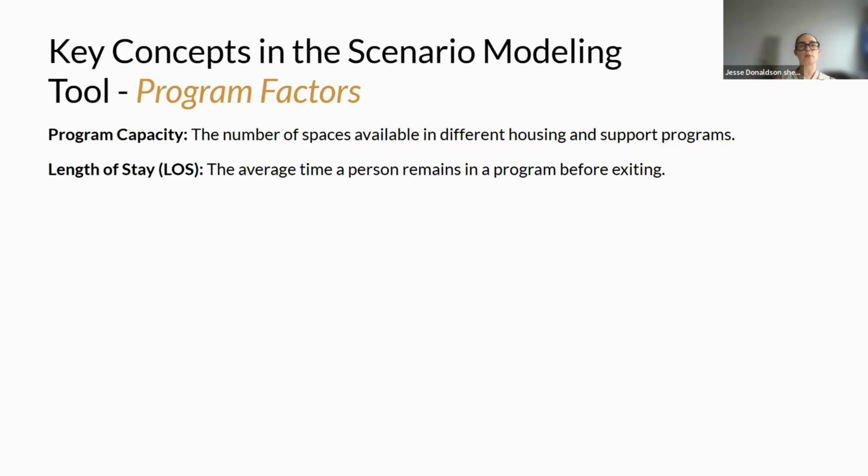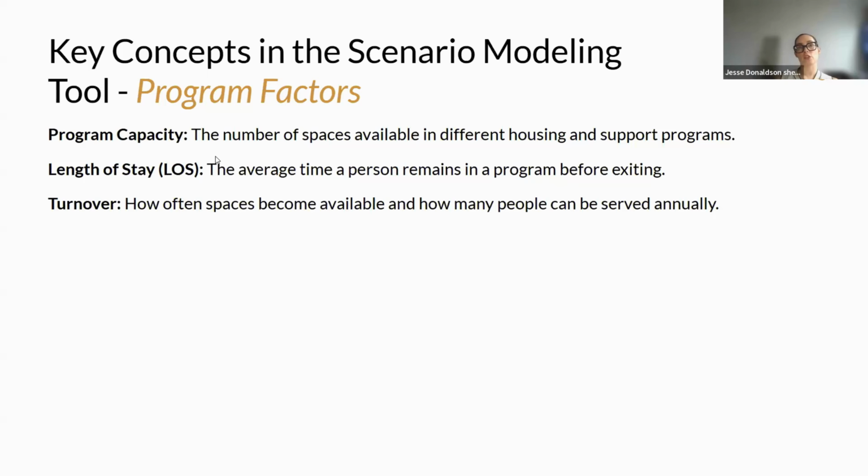Length of stay is also hugely important. Sometimes when we don't have it, we apply what a length of stay should be. But that's the average time a person remains in a program. That's essential to your supply, because if you have a high length of stay, fewer people are going to rotate through that program. Your turnover is going to be less. Also, if you have a low length of stay, that might not be good. It might mean more people are exiting into homelessness because they're not staying as long as they should in a particular program. So that's one of the really important parts of an inventory that we use. Turnover, I explained that: how many spaces become available and how many people can be served annually.